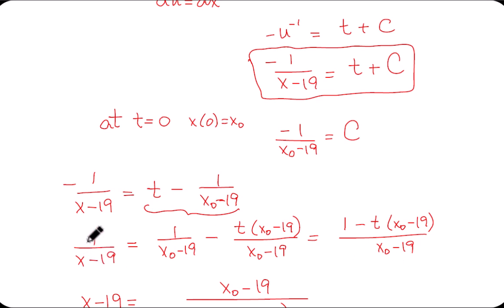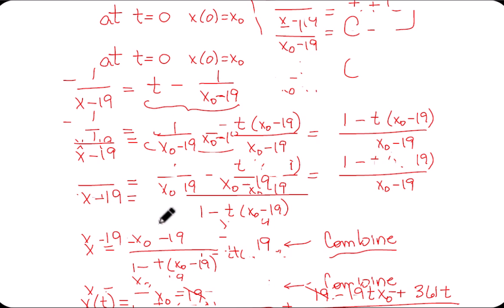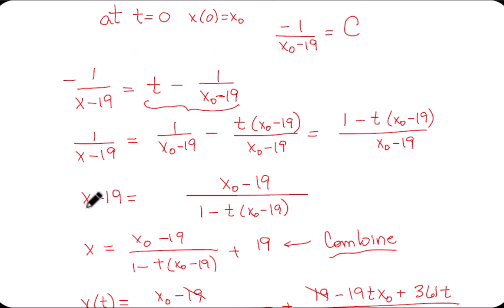And so now I've got 1 over x minus 19. I could cross multiply, but I'm just going to flip everything over. So I get x minus 19. All right. So I can get x alone by adding 19 to both sides. All right. So got that.